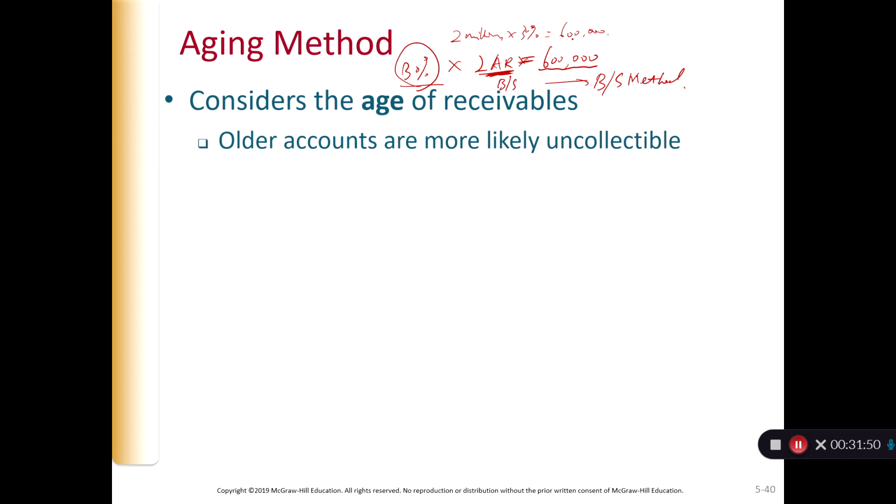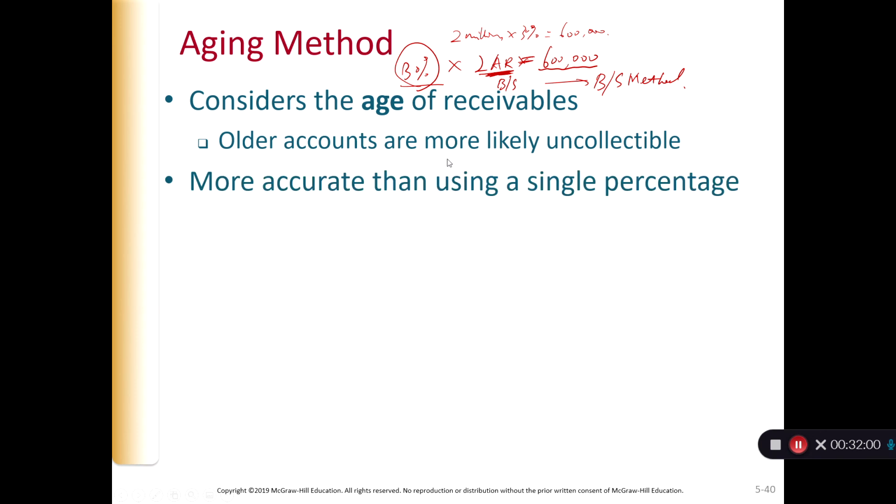At the year end of 2022, we could once again apply a single rate to the total accounts receivable balance, right? Older accounts are more likely to be uncollectible, so consider the age of receivables. If we choose the single rate, basically we treat the new accounts receivable and the old accounts receivable the same way. So why is it different?